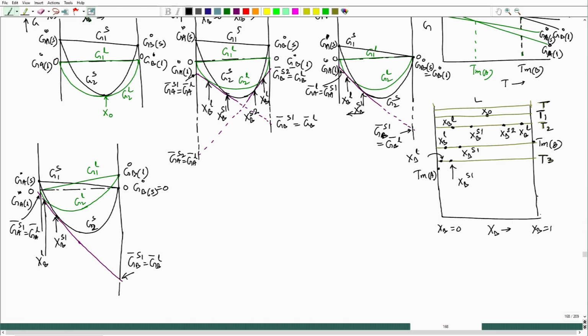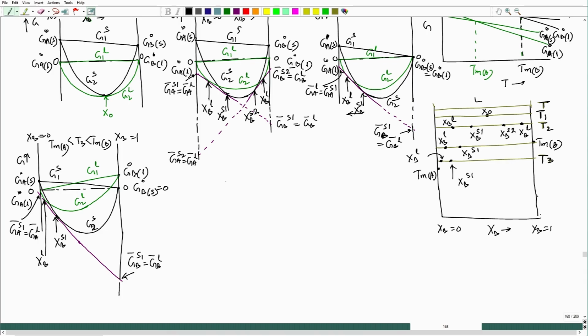Okay. Now I see that at T equal to T3, which is in between, this is XB equal to 1, XB equal to 0, and T3 is less than TmB and greater than TmA. In that situation, this particular free energy composition plot will look like this. This is G, and like this.